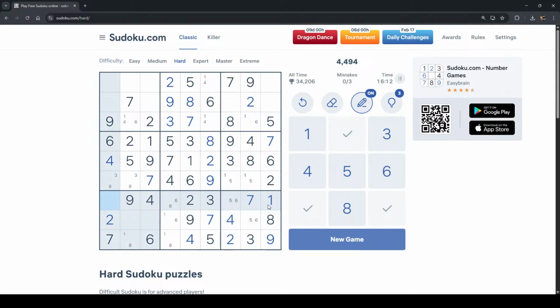In the seventh row we can say there are 6 numbers filled. 1 2 3 4 5 6, 8 is missing. 5 6 8. So 5 and 8 have to be there in this one. 6 is already there in this box, so this place can be 5 or 8. Fine, very good.